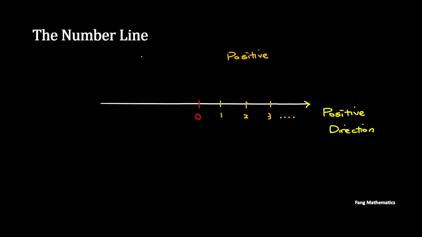On the other hand, you have the negative region that is on the left of 0. You should have -1, -2, and -3. And if you keep moving in the negative direction, the numbers should get smaller and smaller.